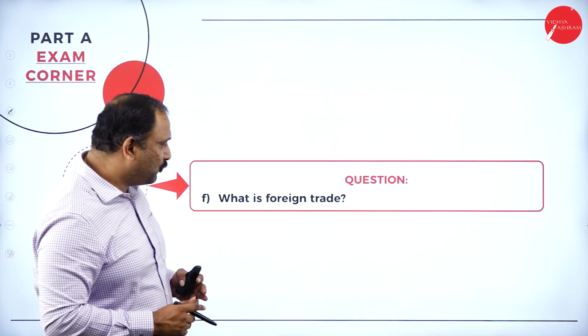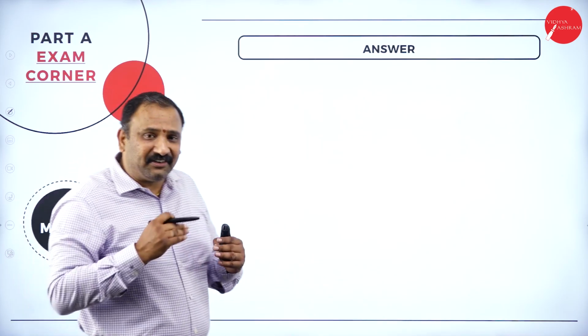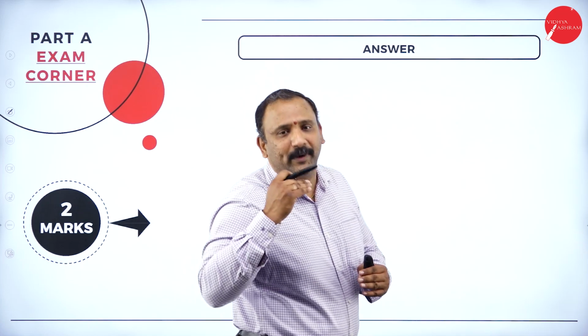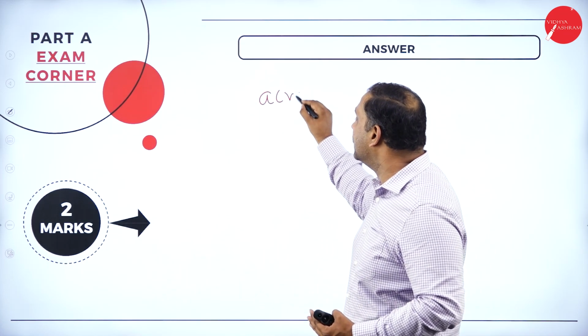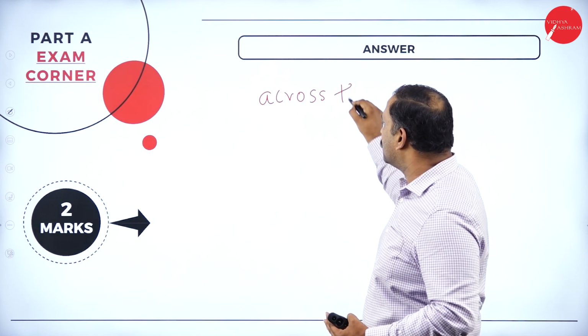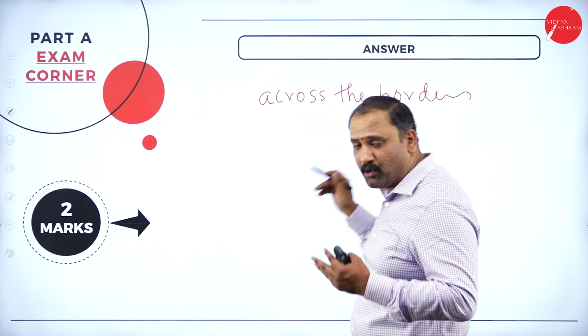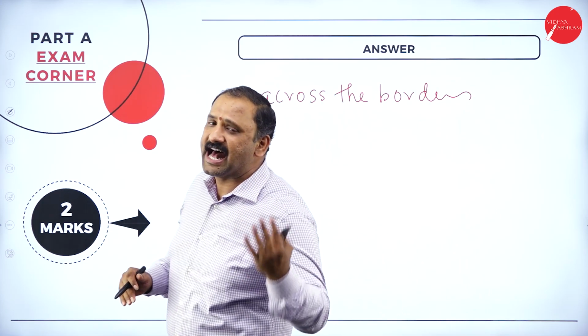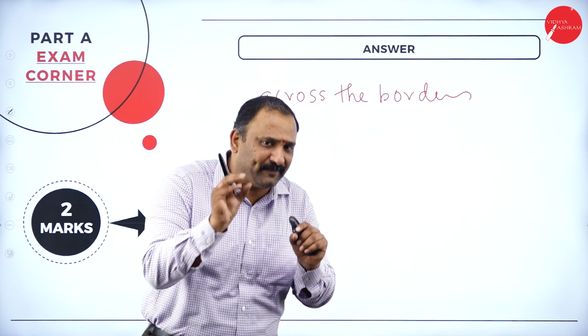Now, followed by, what is foreign trade? Foreign trade means the trade that is carried overseas across the borders. So I would say please bring in this keyword, across the borders. The trade that is carried across the borders in terms of exports and imports is known as foreign trade. So these are the key words. These are very, very simple.